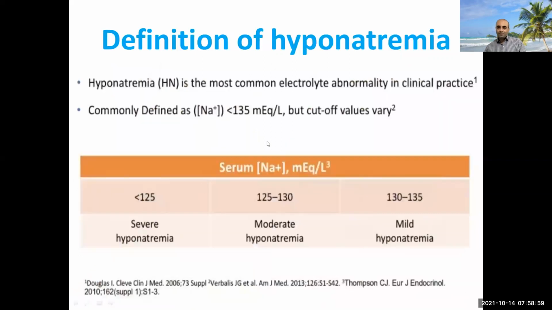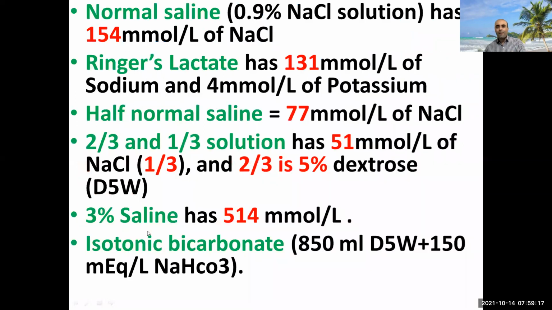My take-home message: what is the definition of hyponatremia? Any sodium less than 135. From 130 to 135 is mild hyponatremia, 125 to 130 is moderate hyponatremia, and less than 125, whatever the number, we consider severe hyponatremia.